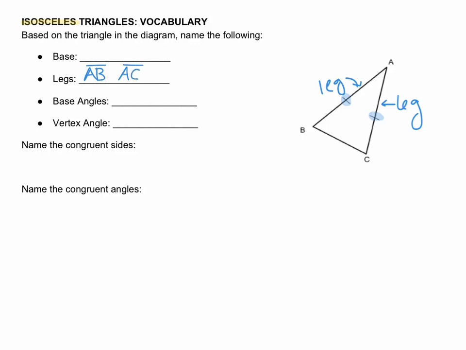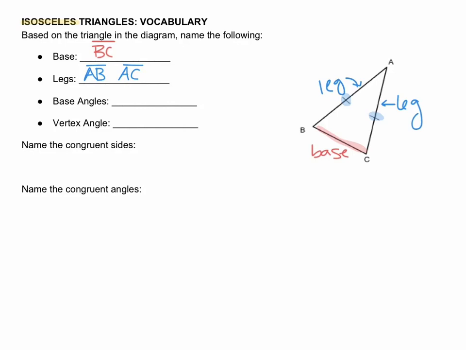Now, the third side of my isosceles triangle, the one that's not congruent to anything, that is called the base. So the base of this triangle is side BC. That is not congruent to any of my other sides. Okay, now let's talk about the angles in an isosceles triangle.